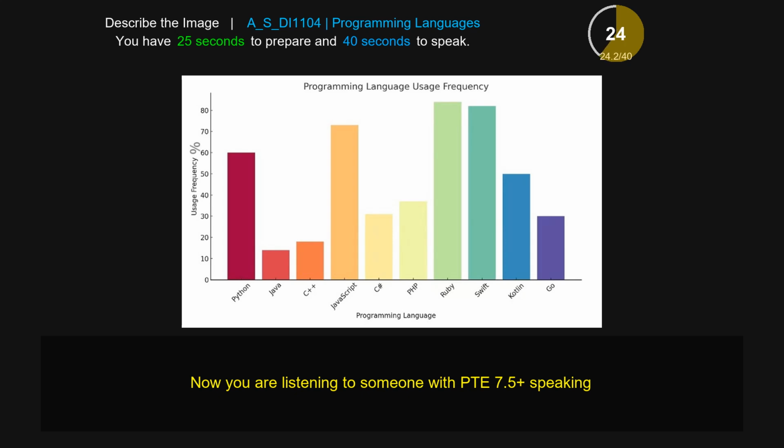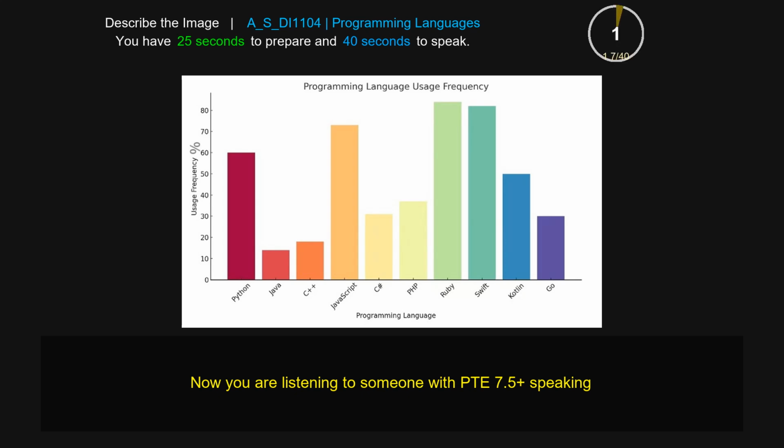Secondly, the Swift language, which everyone wants to learn, is around 70 percent. And lastly, Java has the least percentage because it is very complex to read when compared to other languages. Overall, this provides more information about different types of languages and their usage.